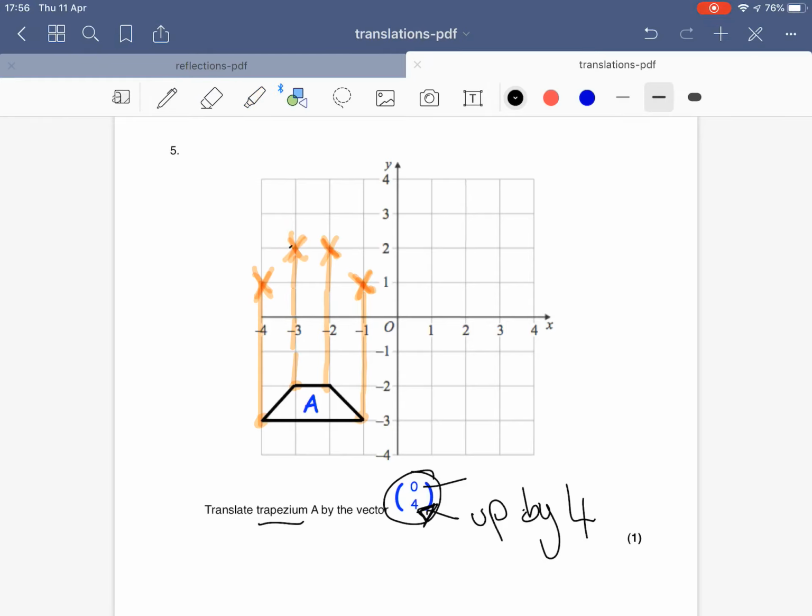So it didn't take me very long. So we'll join those up. And there we have it. So it didn't go left or right, it just went straight up.